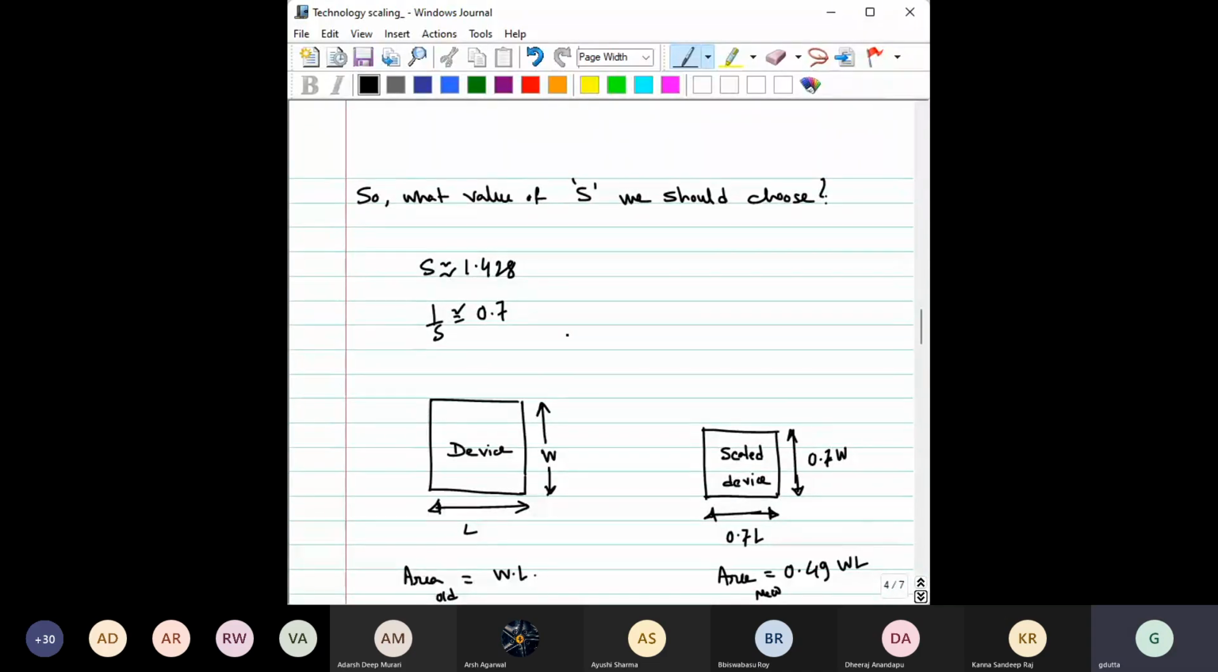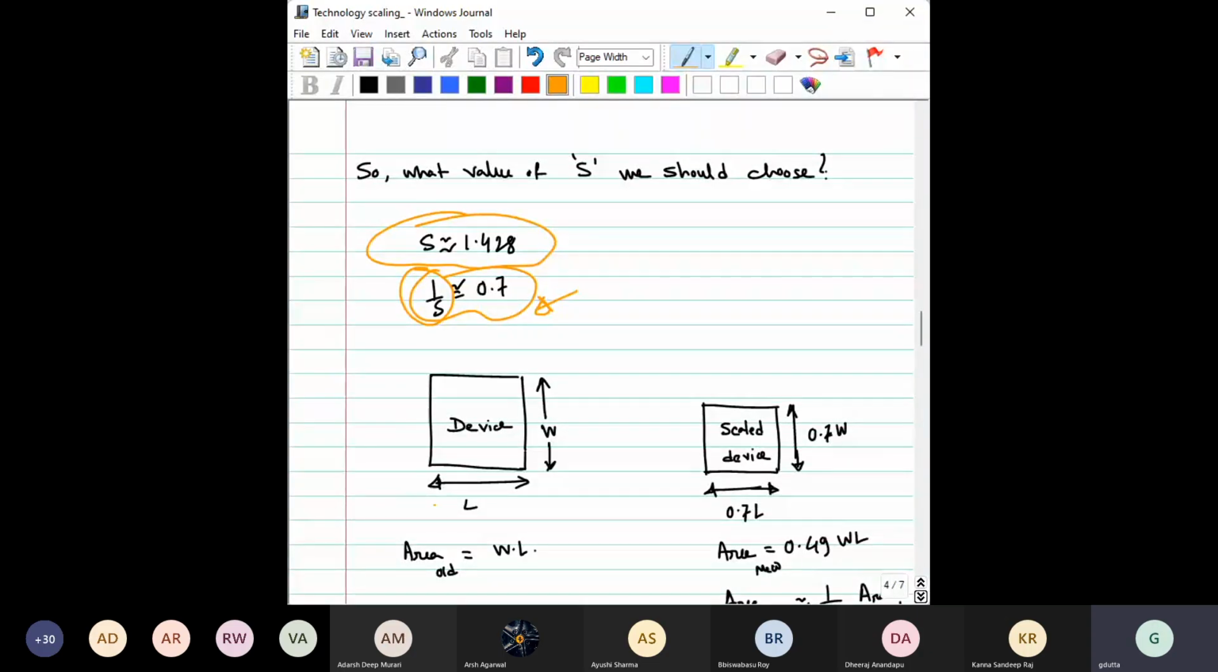Here one relevant question to be asked is: what should be the value of S? Now the answer is that typically S has been considered to be around 1.428, so that 1/s, that means the reduction, is nearly equal to 0.7. Why this number, I will come to that, but let's see what the advantage is. If we have 1/s equal to 0.7, say we have two devices, the old generation device and the new generation device.